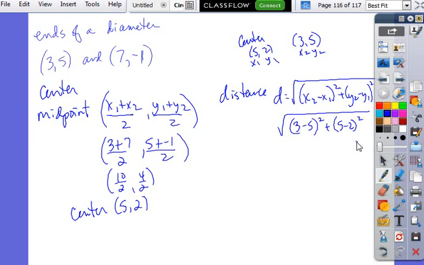All right, so here, you need to type this junk right here underneath the radical without the radical. Does that make sense? Do 3 minus 5 squared plus 5 minus 2 squared without the radical. Somebody tell me what that is. 13. So that's 13. Put the square root around it. There's my radius.